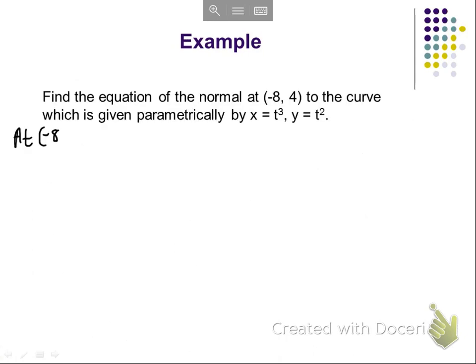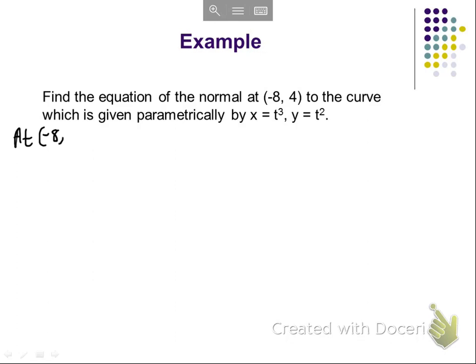Now in this example, we've been asked to find the equation of the normal at the point (minus 8, 4) to the curve which is given parametrically by x equals t cubed and y equals t squared. For any equation of a straight line, we've got the point that it goes through, (minus 8, 4). So we need to work out what dy by dx is.